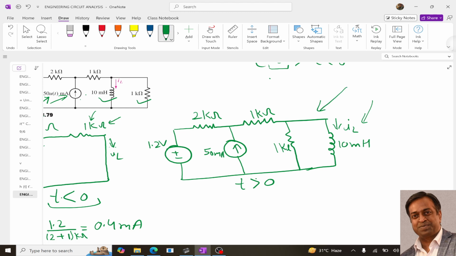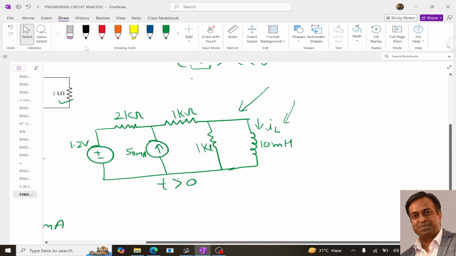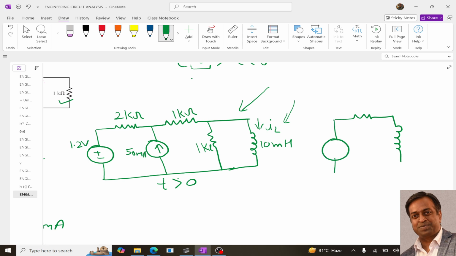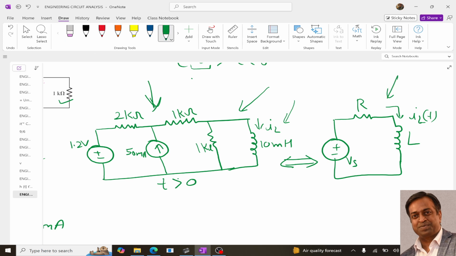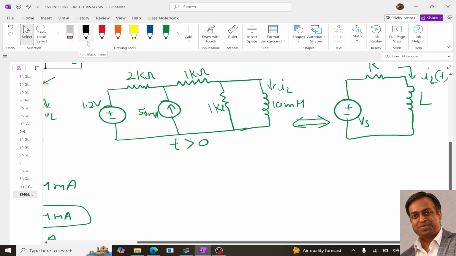Whenever we get this type of circuit, it is always better if we somehow replace our circuit with a standard circuit which has this R, L, this is IL(t), and this is the voltage Vs. If we are able to replace this big and complex circuit with a simple standard circuit like this, then it will be easy to determine the current through the inductor. To do this, we will apply the Thevenin theorem. And to apply the Thevenin theorem, what is the first step?